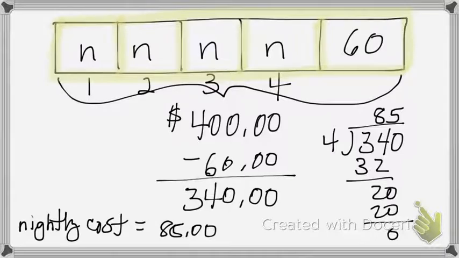Take away that, and my total I know is 400. I take away my known total of 60, left with my balance of 340. Divide that 340 by 4 because it's 4 nights worth, and I get 85. So my nightly cost for the motel, $85.